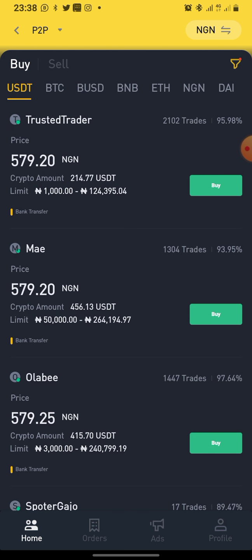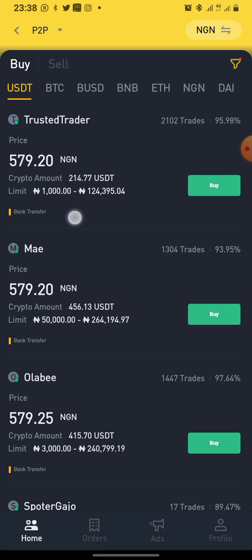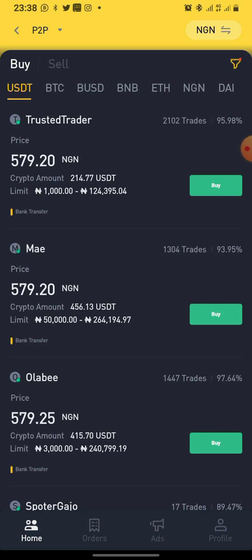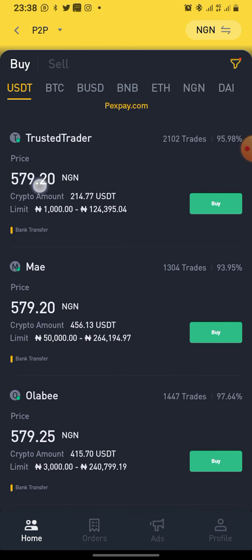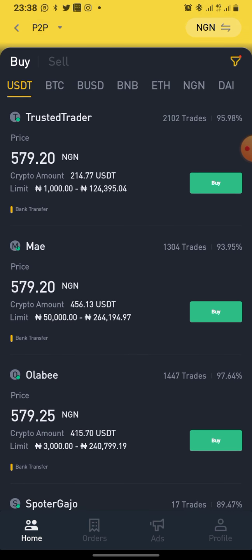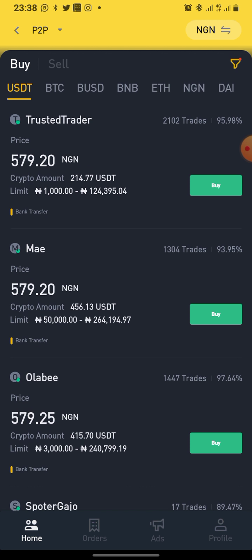This limit shows you that you cannot buy less than 1,000 naira worth of USDT from him or her, and you can neither buy more than 124k thereabouts. We have other ads too that are available here, and also this figure here in large is their rate. Okay, it's their rate. So this person is currently selling at 579 naira 20 kobo per dollar. So that's what it is showing us here.